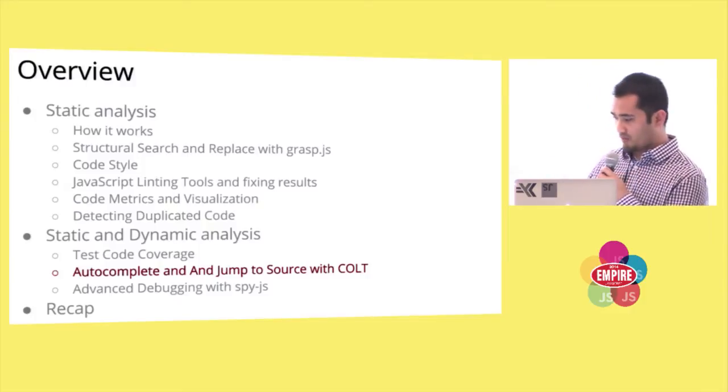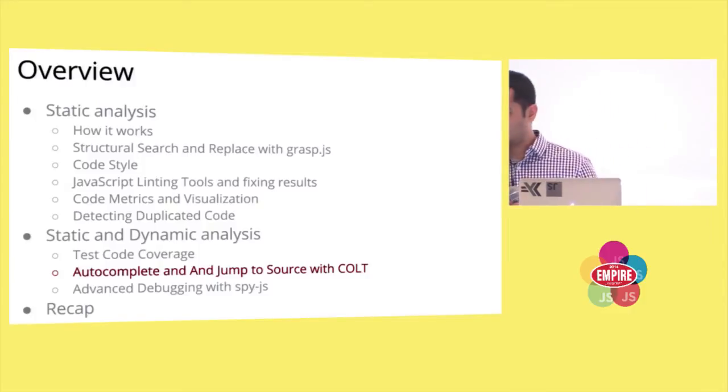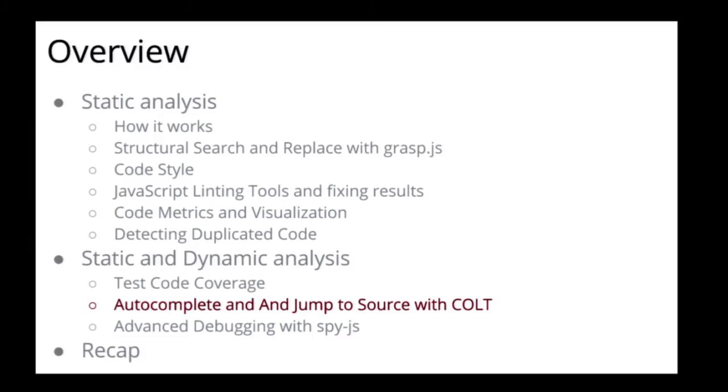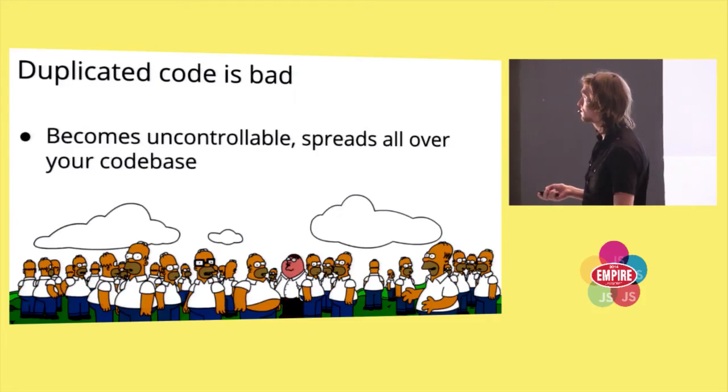So now let's go further with dynamic analysis. I'm going to talk about getting proper autocomplete and jumping to source, because this is something Java people are less happy about, and which doesn't work in JavaScript that well.